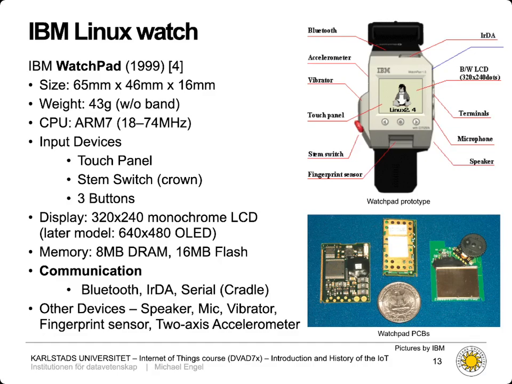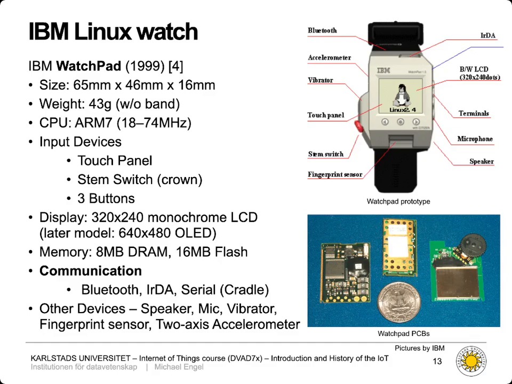You could also exchange data, like update your calendars and update your addresses. In addition, you had other devices. So it had a speaker and a microphone, it had a vibrator, a fingerprint sensor, and even already a 2-axis accelerometer. On the lower right-hand side, you see how small the technology had to be to fit in a watch.